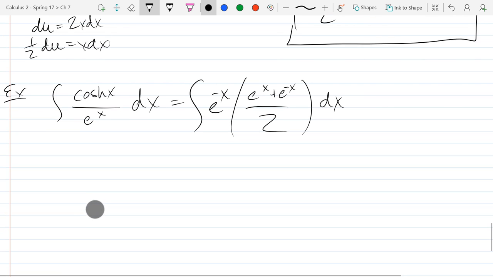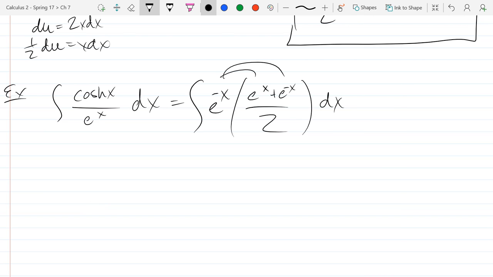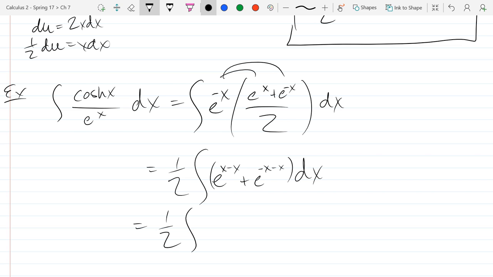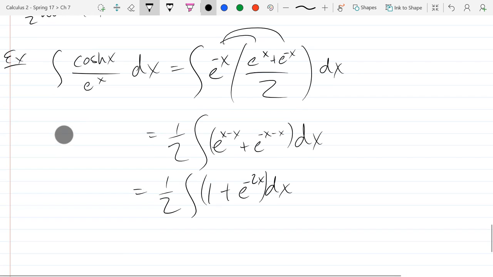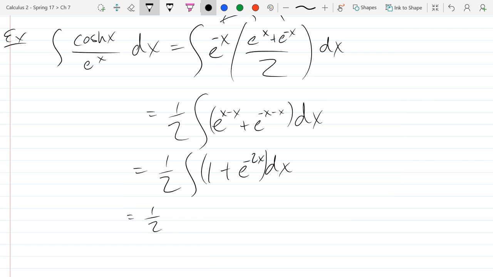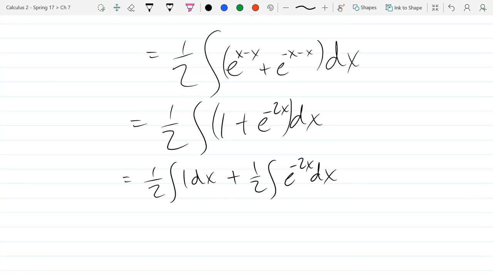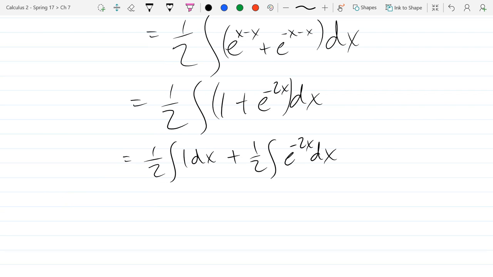So I didn't do anything fancy there, but now we're going to multiply e to the x, e to the negative x through the numerator. So this is e to the x minus x plus e to the minus x minus x, dx. And the rule that I used on this last step is split up antiderivative over addition. If you've got one function plus another function, you can just take 2 integrals, add up the areas separately. I did this because it makes the first antiderivative super easy.